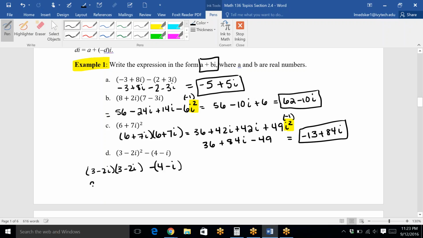Okay, FOIL this. This would be 9 minus 6i minus 6i. Negative times negative would be positive 4, but then we get an i squared. Go ahead and distribute this. This would be negative 4 and plus i.